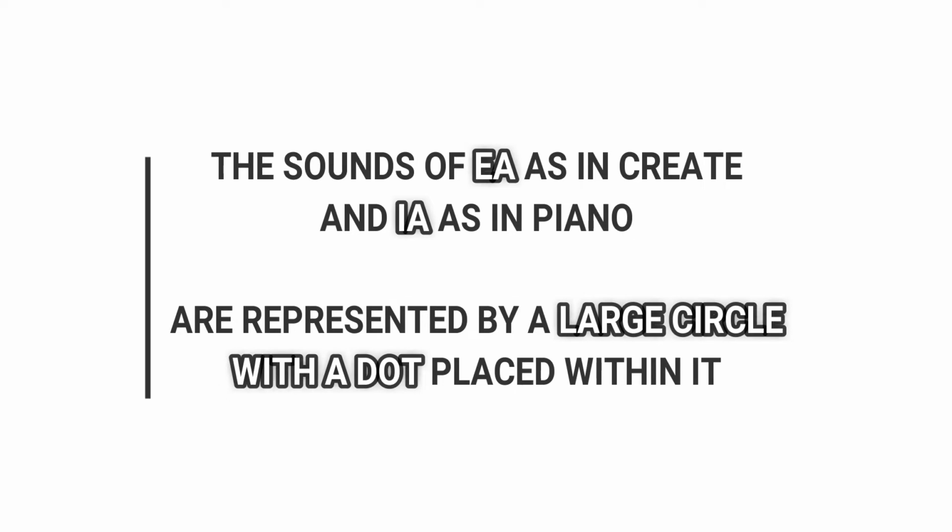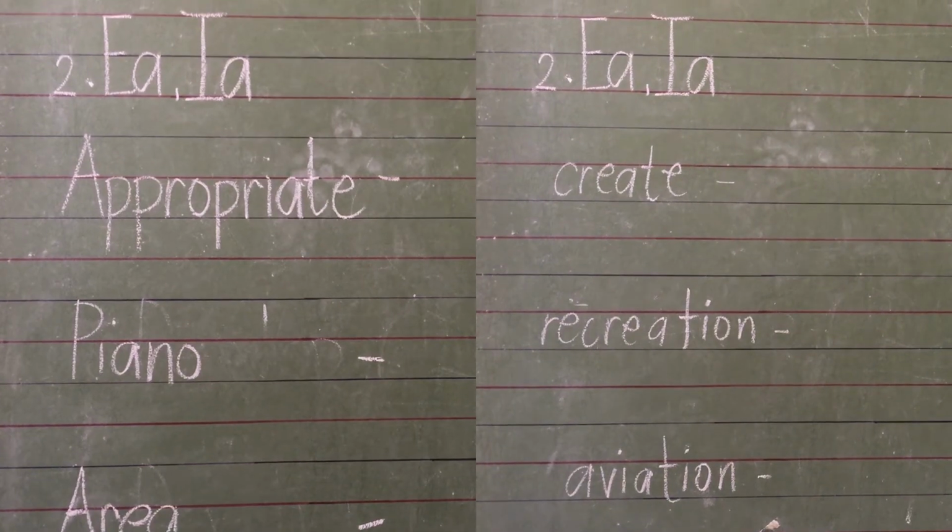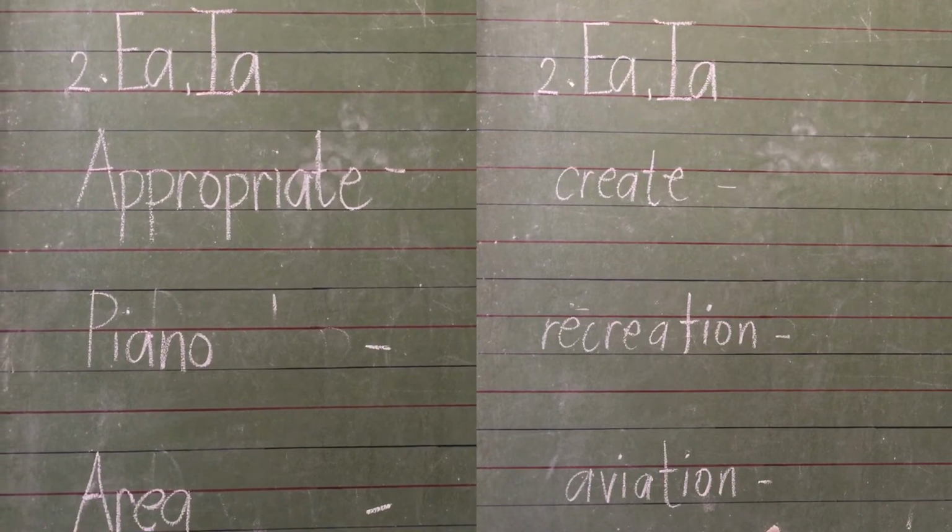Another stroke is for EA and IA. The sounds of EA as in create and IA as in piano are represented by a large circle with a dot placed within it. We have here 6 examples.